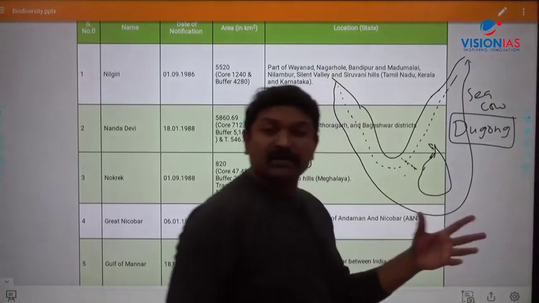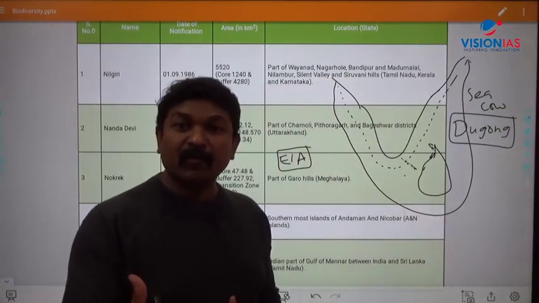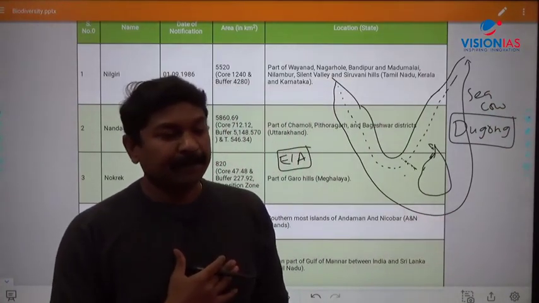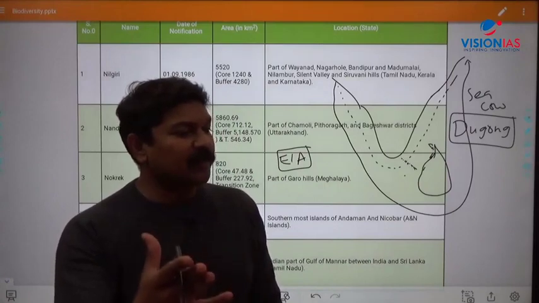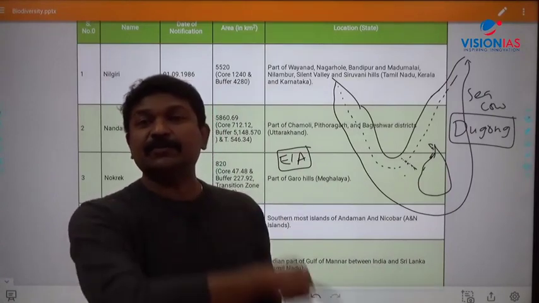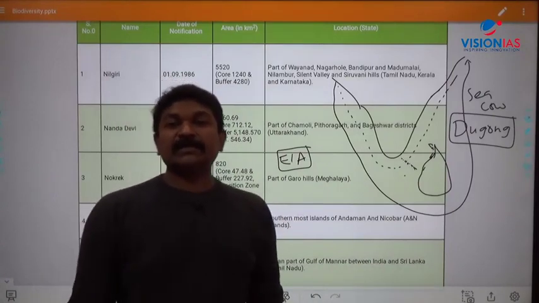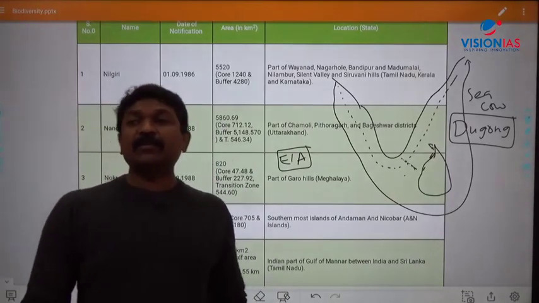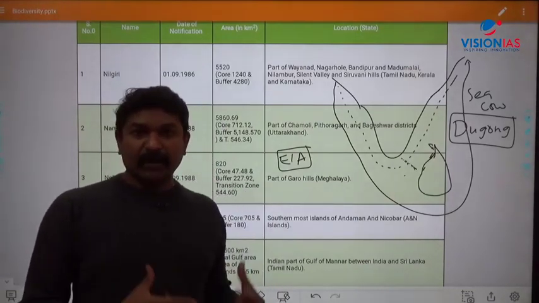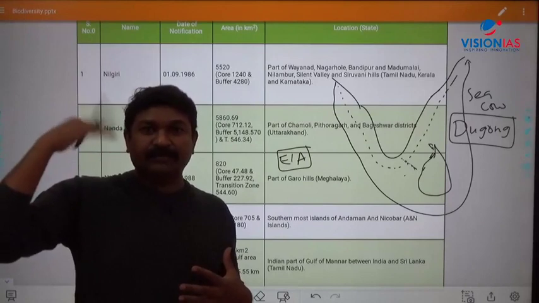We came across this dugong in the concept we were discussing, called the keystone species. When we were discussing the keystone species, we discussed this dugong. Could you recollect that one?